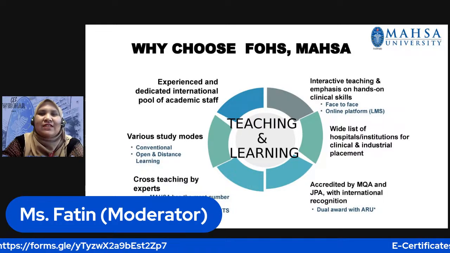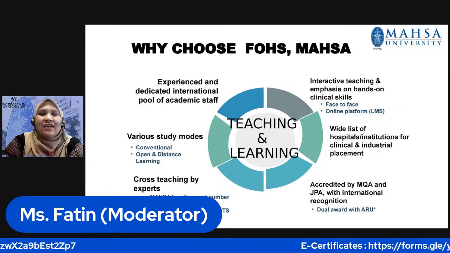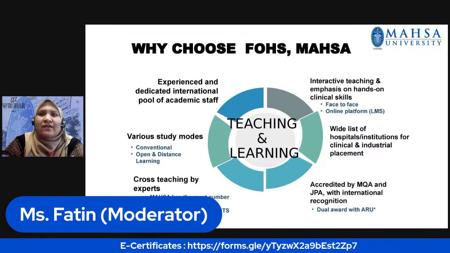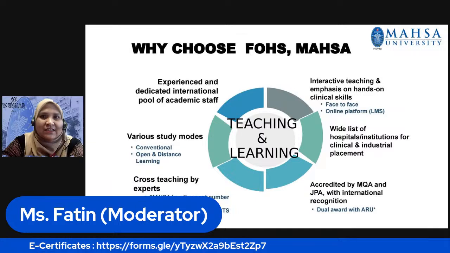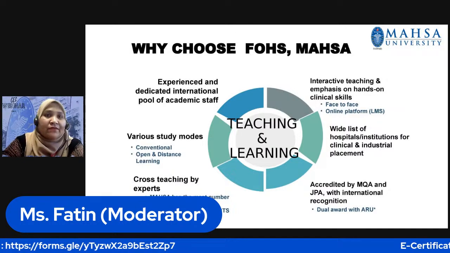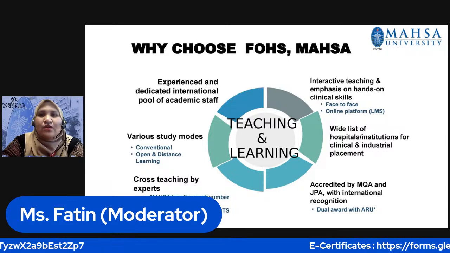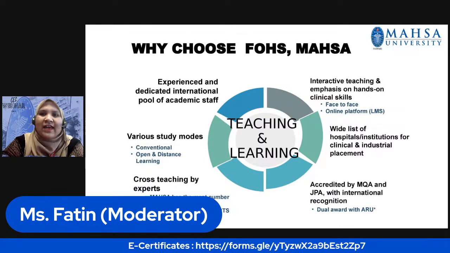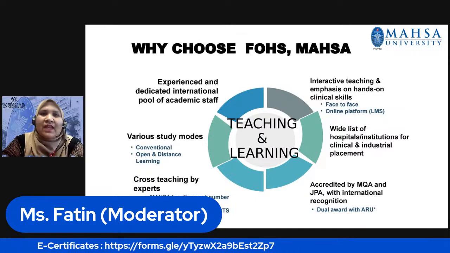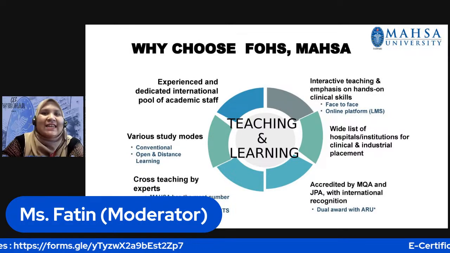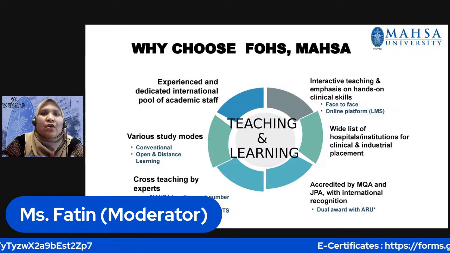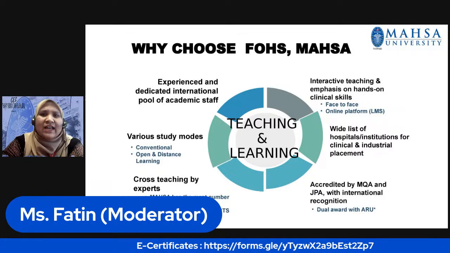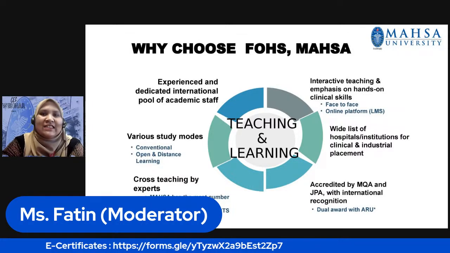Why you need to choose our faculty in Masa? Here, you can have interactive teaching and emphasis on clinical skills, like face-to-face classes, and also we have an online platform like our LMS. You can have a wide list of hospitals and institutions for clinical and industrial placement, and you can learn from an international pool of academic staff. We have a lot of study modes like conventional and also open and distance learning.